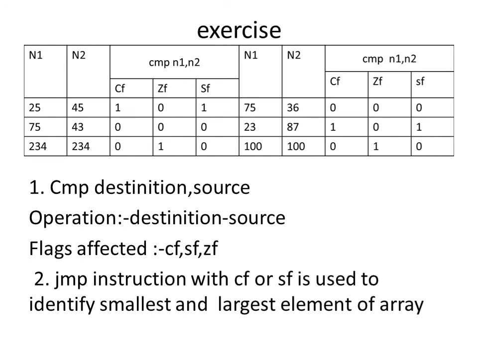The syntax for the CMP instruction: the operation done by CMP is destination minus source, but there is no change in the destination and source. Only the flags are affected: carry flag, sign flag and zero flag. The CMP instruction with JC, JNC and the sign flag are used to find the smallest and largest element in the array. So this is how experiment number 10 works. I hope you understood. For any query, you can ask me any question.